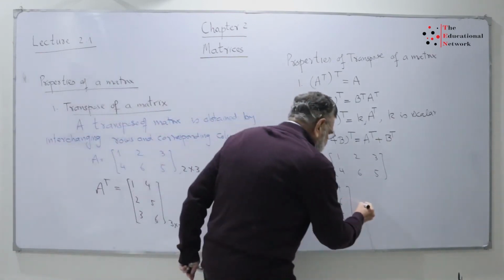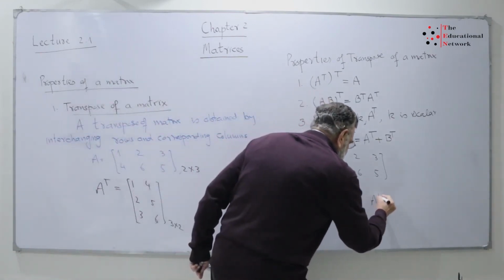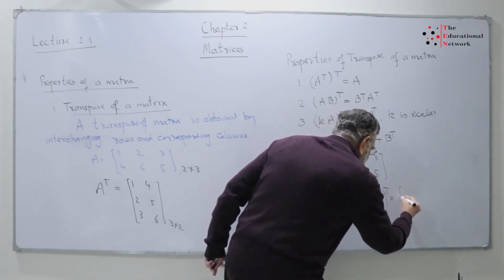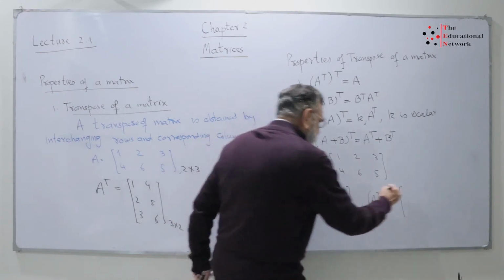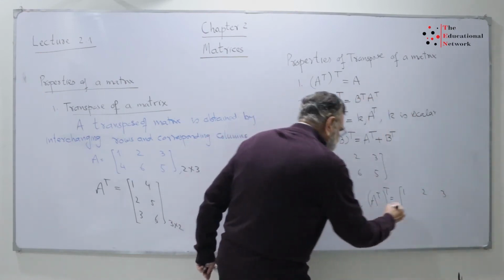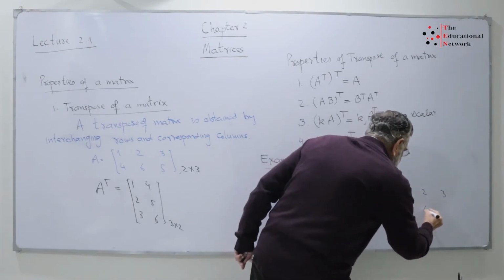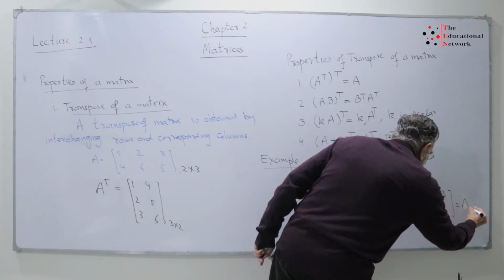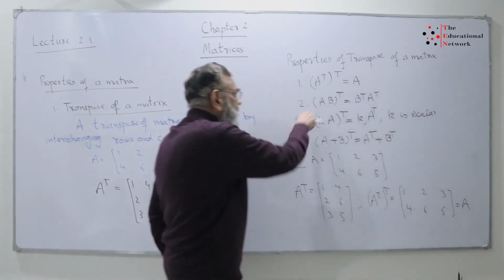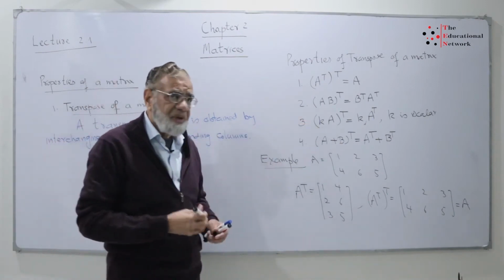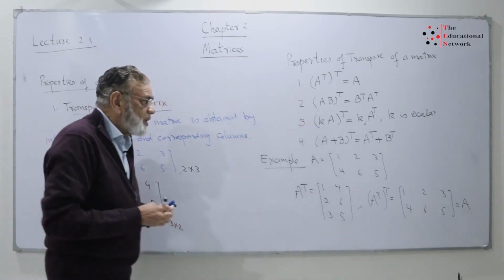Then we take the transpose of this one again. We have A transpose, and again take the transpose. So we get the first column becomes the first row, 1, 2, and 3. The second column becomes the second row, we get 4, 6, and 5. So you can see here you get the matrix A. Because multiplication is involved in the other properties, and matrix multiplication and scalars are involved, we will study it and then discuss those.